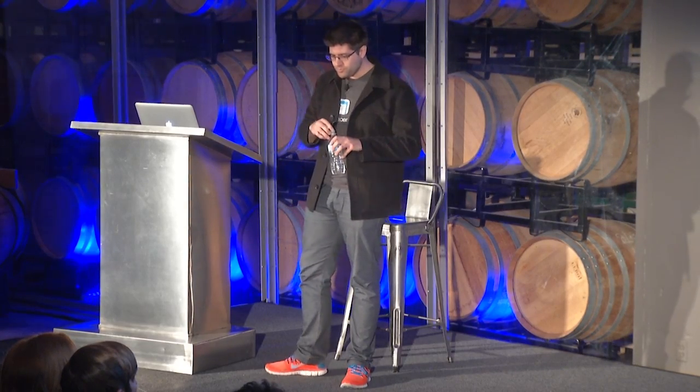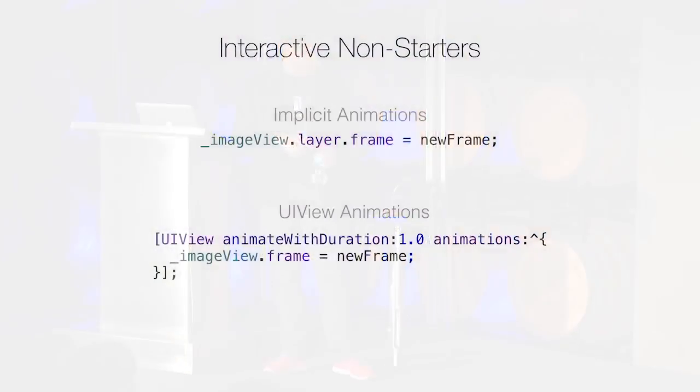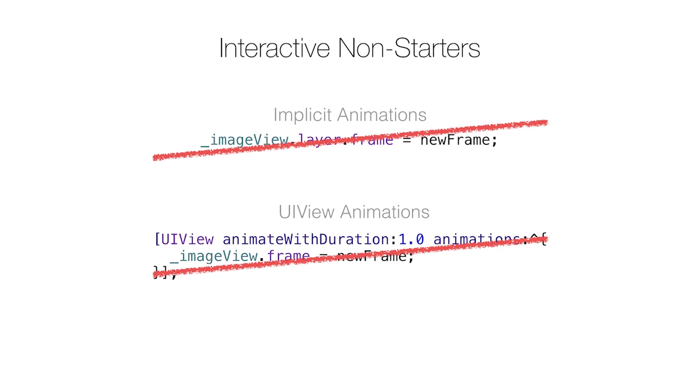This is a corollary to that. There are some non-starters when it comes to building these kinds of interfaces. Namely, while they're both incredibly convenient, both implicit animations and UIView animations are off the table if you want to build these kinds of interfaces. And that's because it's very inconvenient to cancel these. And even if you could, they almost always feel wrong when they follow gestural interaction. So we can't use these.